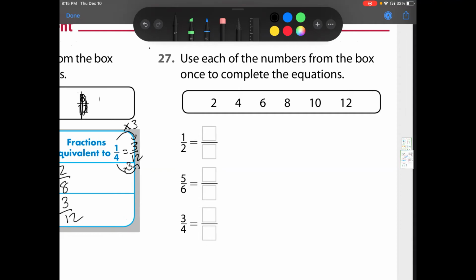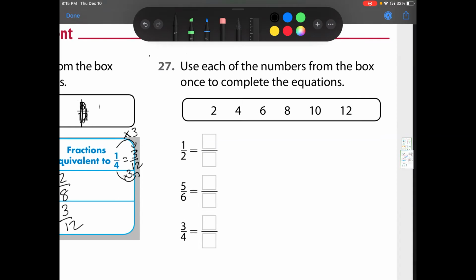Number 27, our last one, says use each of the numbers from the box once to complete the equations. Now, there's a lot of numbers there. I can just randomly guess, but I'm going to do what I've done in the past 2 problems. It's helped me well. I'm just going to multiply it by 2 and see if those numbers appear. So 1/2 times 2 halves, 1 times 2 is 2, 2 times 2 is 4, and look, both those numbers are up there. So we're off to a good start.